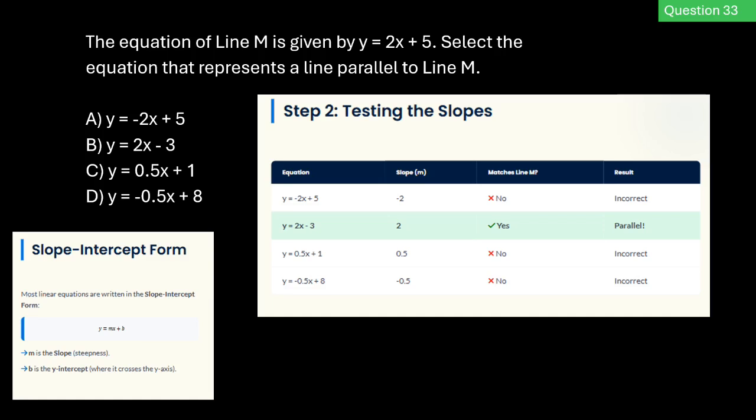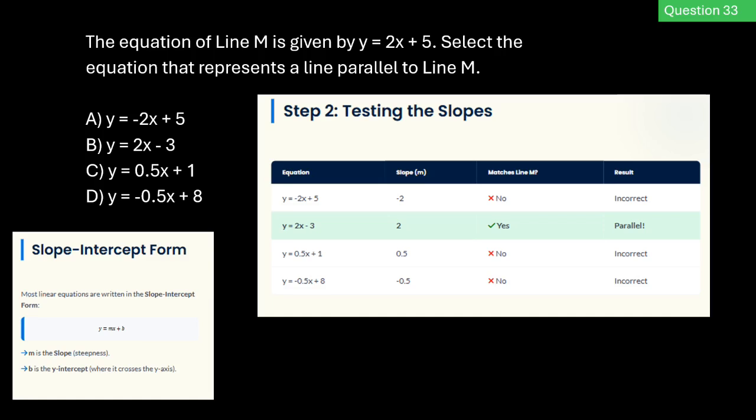So let's evaluate our answer choices. In option A, y is equal to negative 2x plus 5. This gives us a slope of negative 2. Now that changes direction completely, creating an intersecting line, not a parallel line. Just a reminder, we're searching for an equation where m is equal to 2.